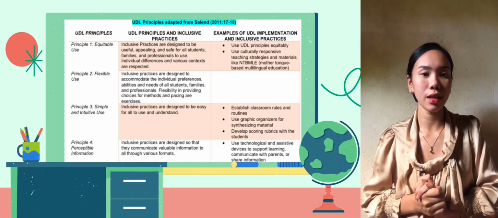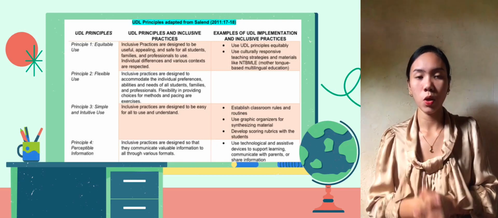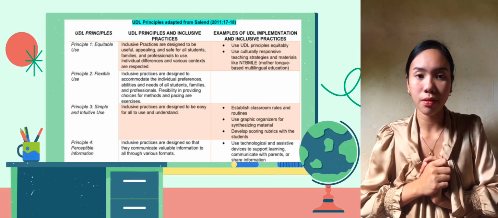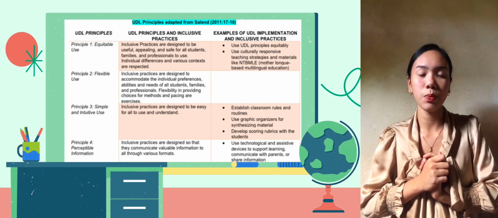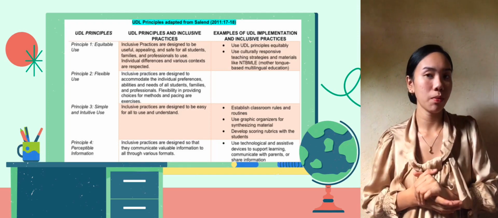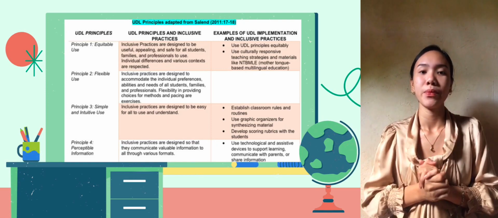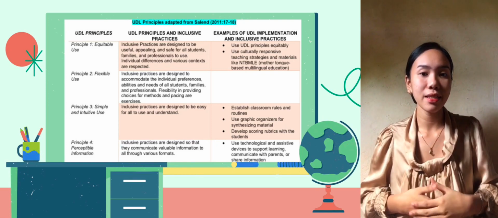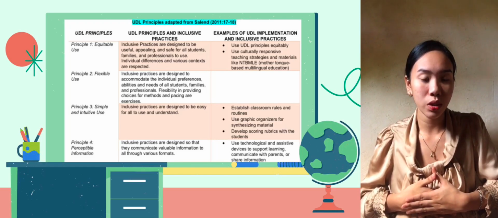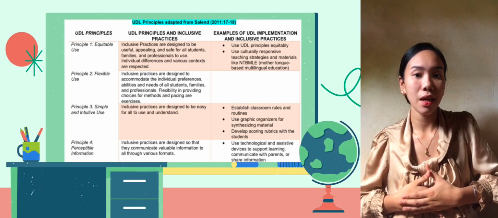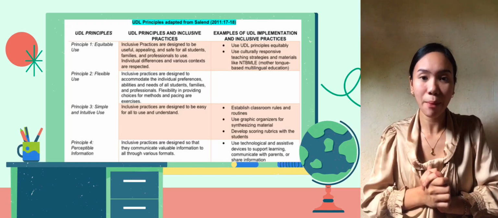So the first is principle number 1, equitable use. So the UDL practices and inclusive practices are designed to be useful. What do you mean by useful? Of course, in vernacular word, magamit, and appealing and safe for all students, families, and professionals to use. Individual differences in various contexts are respected. So these are the examples.